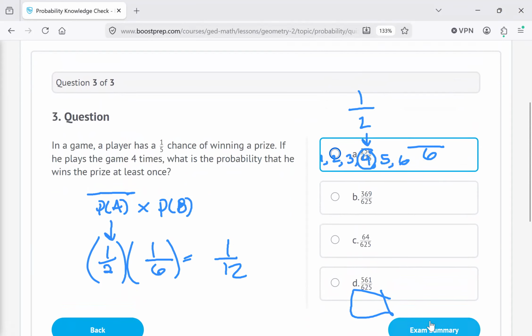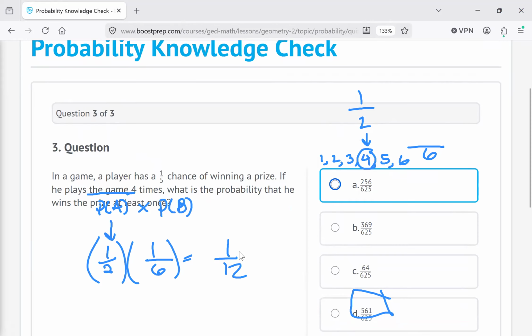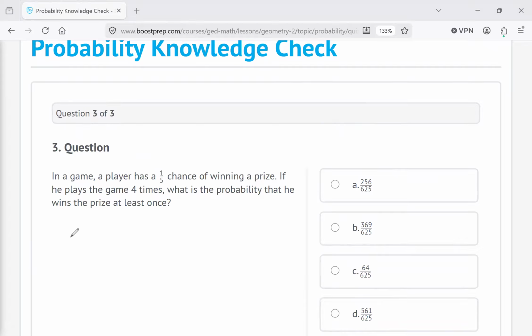Okay, so it's all about knowing your formulas. Let's do the last one. Question three. In a game, a player has a 1/5 chance of winning a prize. If he plays the game four times, what is the probability that he will win the prize at least once? So this is the last formula we talked about, the probability of complementary events. So you're going to do 1 minus P of A.